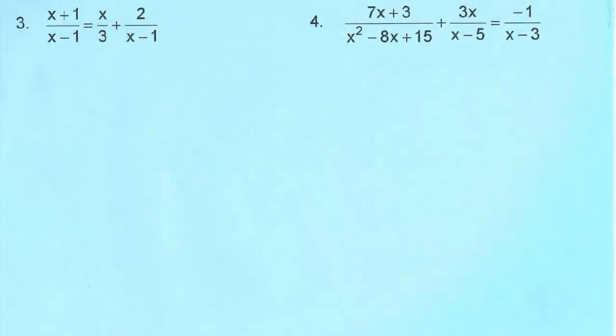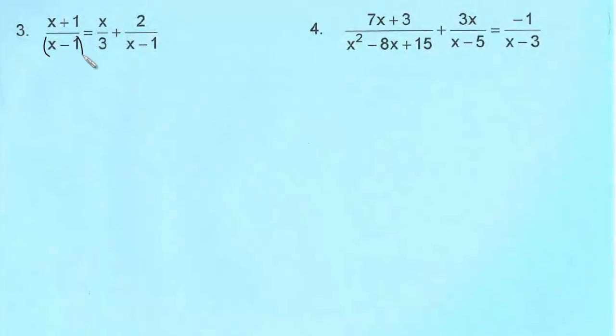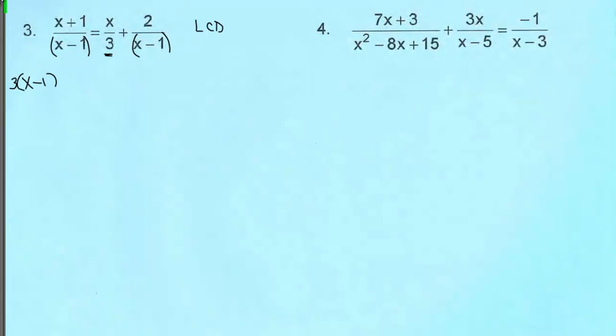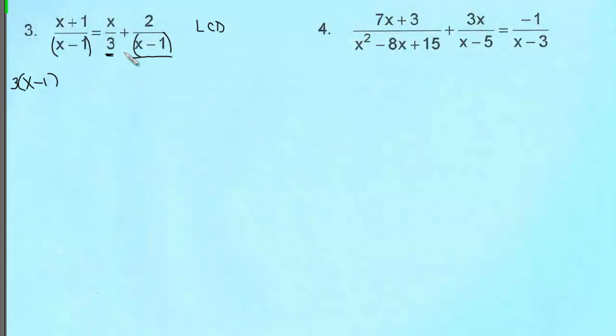Let's look at another example. We start by making sure the denominators are all factored, and in this problem they are. Now we get a least common denominator. We start with x minus 1. Go to the next fraction. The denominator is a 3. 3 is not represented here, so we need to multiply x minus 1 times 3. Now let's go to the third denominator, and that is also x minus 1. It is represented here. So the least common denominator is 3 times x minus 1.